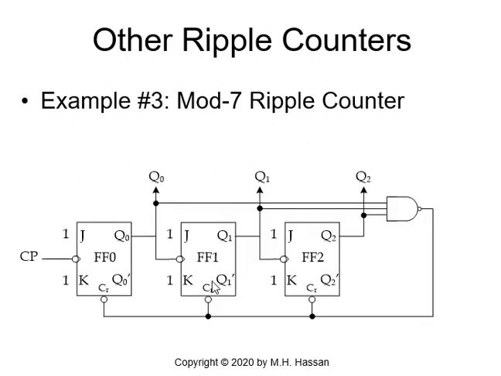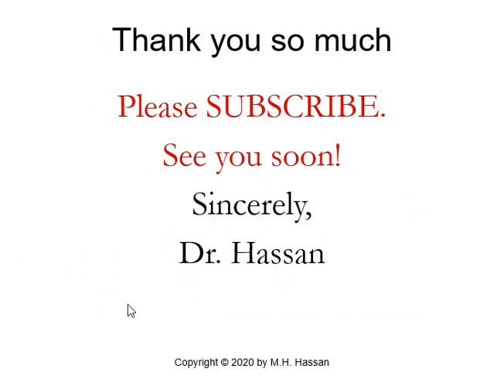The same thing with mode 7. The counter will count from 0 to 6. Once I hit the number 7, which is 111, we take them to a 3-input NAND gate, and you can take the output to the clear pins of each flip-flop. And this will generate a mode 7 ripple counter. This will be the end of the ripple asynchronous counter.